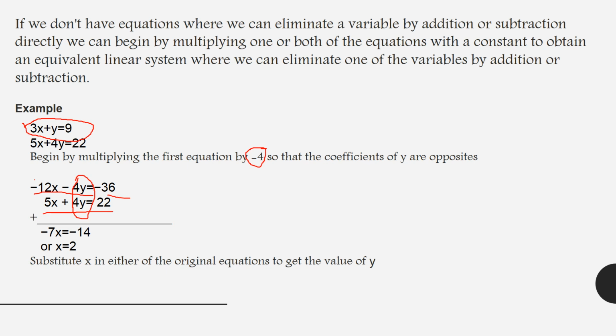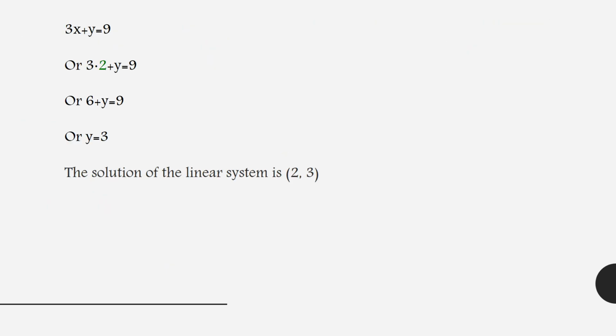For the rest of the process, we put x equal to 2 in any of the original equations. Here, 3x plus y equal to 9: we put x equal to 2, 3 into 2 plus y equal to 9. It gives 6 plus y equal to 9, and then y equal to 3. So the solution set here is (2, 3).